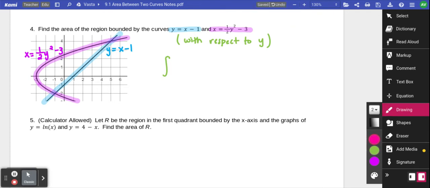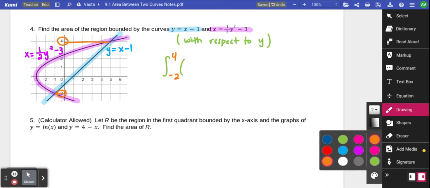So first thing is we're going to use the y values here. I'm going to use the lowest this goes, which is -2, and then the highest the intersection point goes, which is +4. So I'm using y values here. It's a little different than what I did before where I used x values. Instead of doing top minus bottom, I'm going to do right minus left.